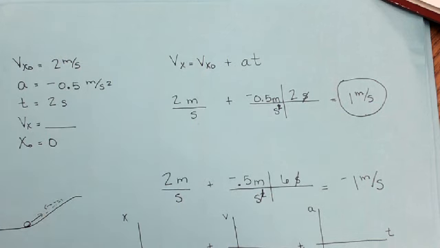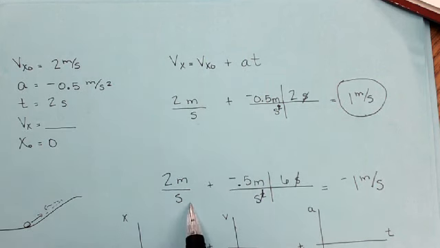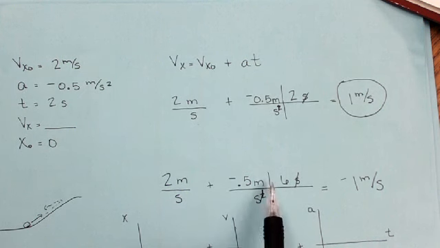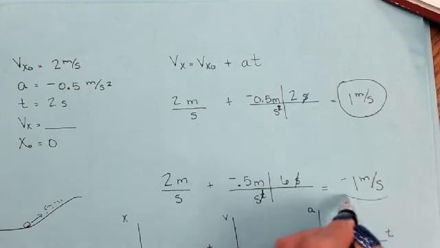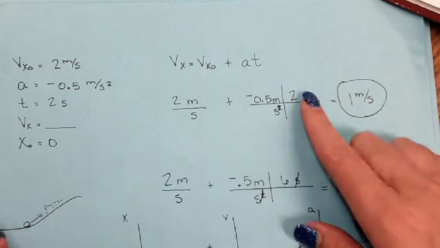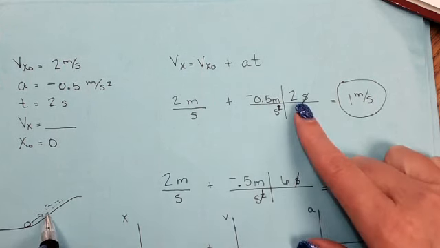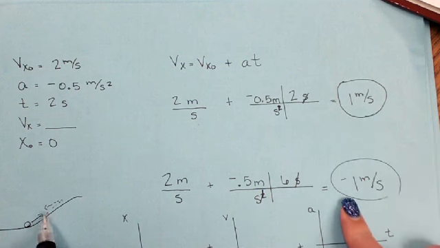Okay, so part B says to figure out the velocity at the end of 6 seconds. So we have 2 meters per second for our initial velocity, plus the same deceleration we had, but this time we're multiplying it by 6 seconds. When we put this into our calculator, we get a negative 1 meter per second. Okay, so at 2 seconds it was moving toward the hole at 1 meter per second, but at 6 seconds it had already slowed to 0 and it was heading back the other direction.